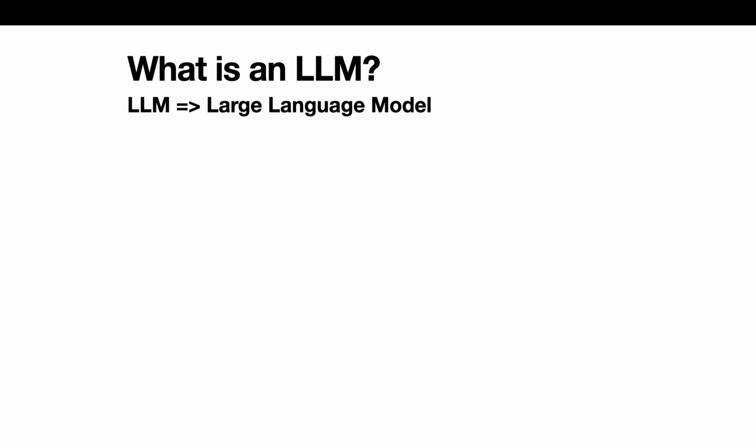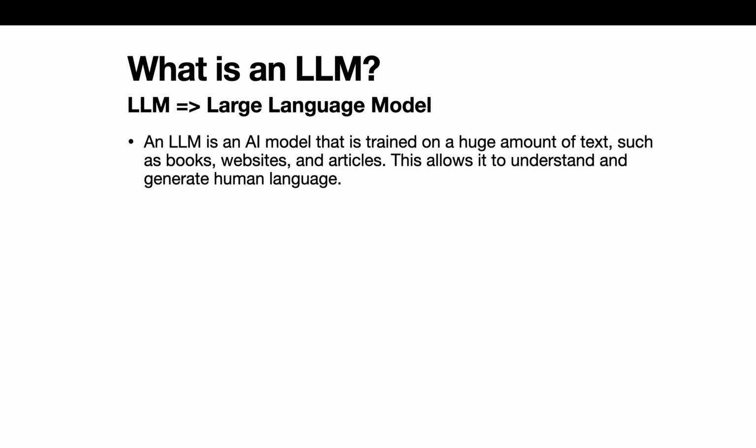So what is an LLM? LLM refers to large language model. An LLM is an AI model that is trained on a huge amount of text, such as blogs, websites, and articles. This allows it to understand and generate human language. Large refers to trained on a huge amount of text. So you can find ChatGPT acting like a lawyer, a teacher, programmer, doctor, even an engineer, because it is trained on a huge amount of text, so it knows a lot of things.